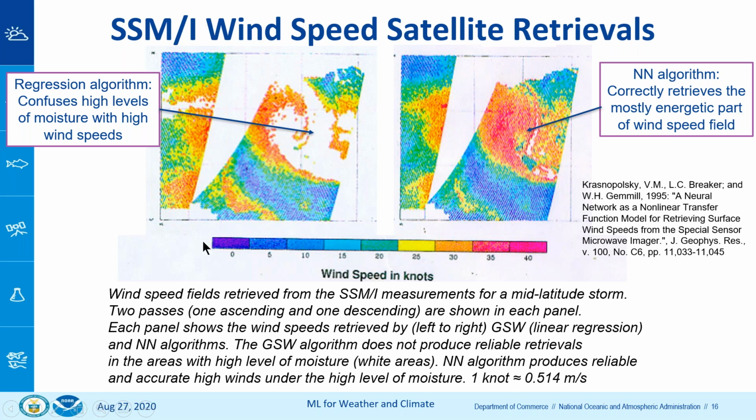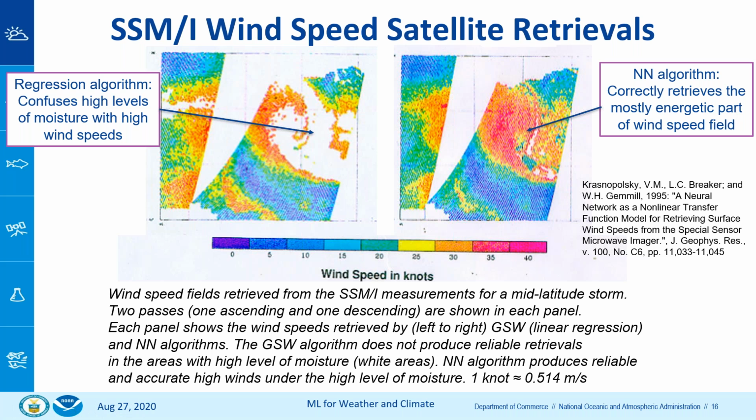Let me show you an example of retrieval algorithms. These two figures show a mid-latitude winter storm as it was retrieved by SSMI wind speed satellite retrieval algorithms. It's wind speed, and this color table shows wind speed in knots. The left panel shows this wind speed field retrieved by a regression algorithm, and you can see a lot of white caps.